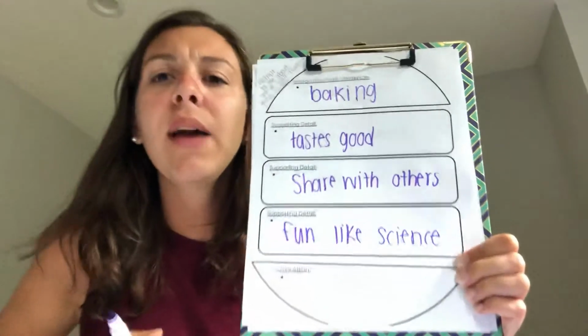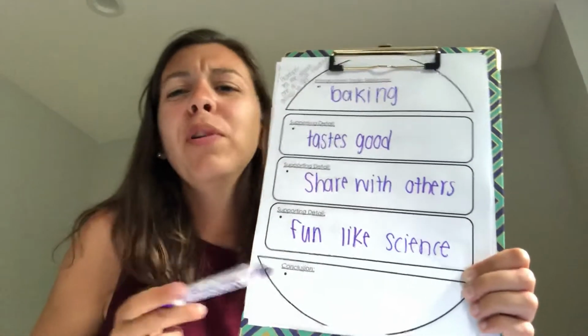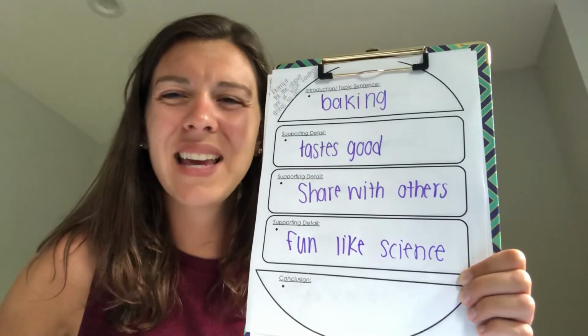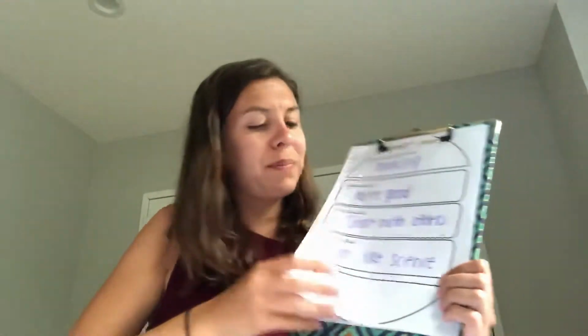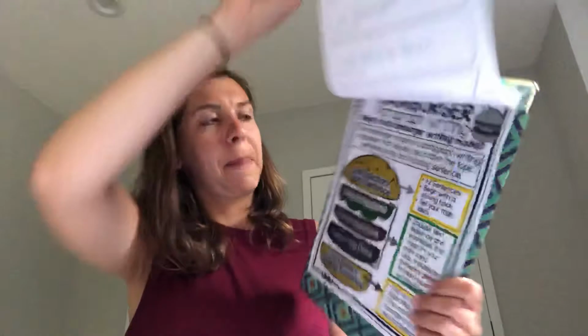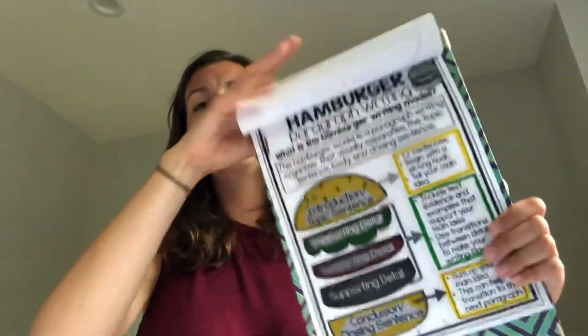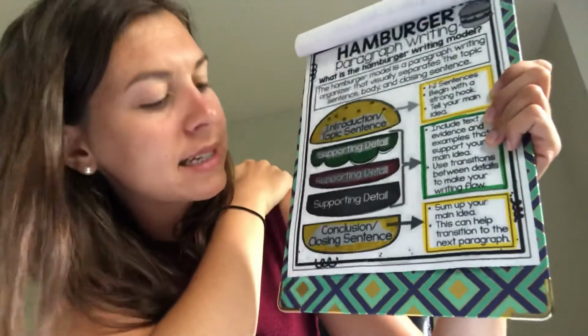Okay, so I went ahead and I gave 3 reasons for why I think baking is good. But what do I put in this bottom bun again? I can't remember. Maybe I should look at my anchor chart. Oh, I think it's under here. The bottom bun is my conclusion or my closing sentence.